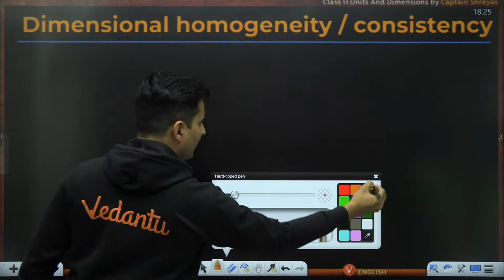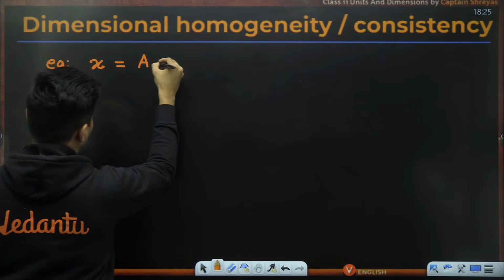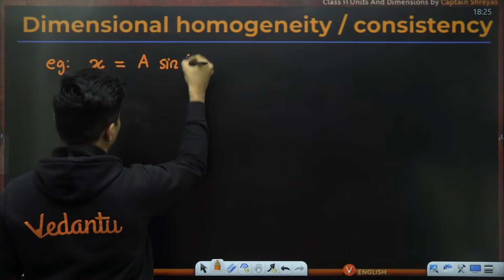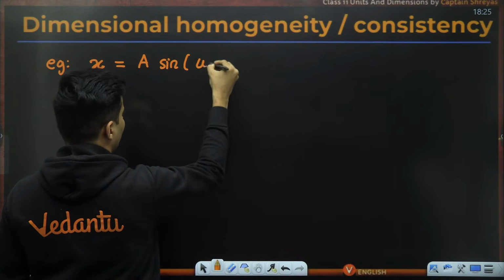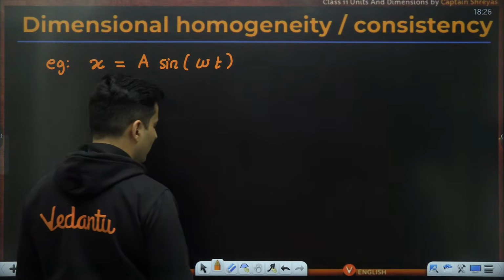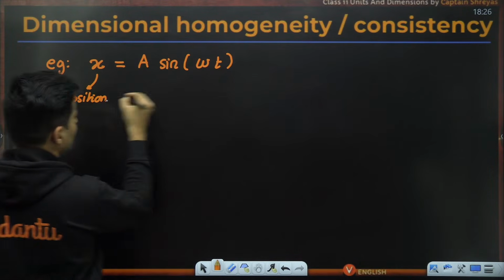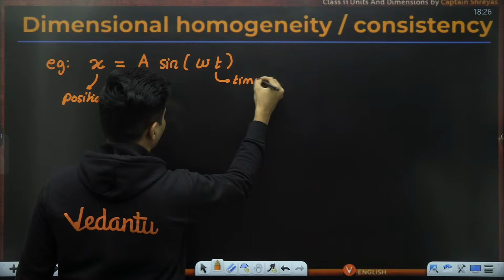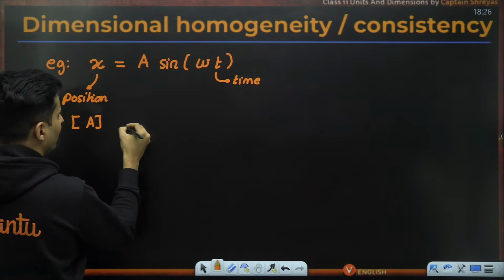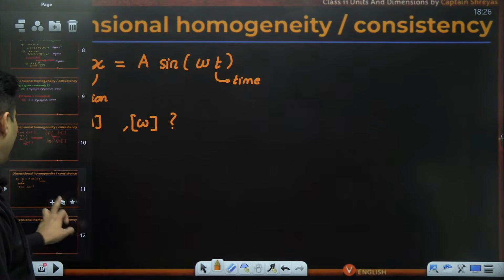So say for example, x is equal to A into sine of omega into t. X happens to be the position. T happens to be the time. If I ask you, can you figure out the dimension of A, and can you also figure out the dimension of omega? Can you find out the dimension of A as well as omega?